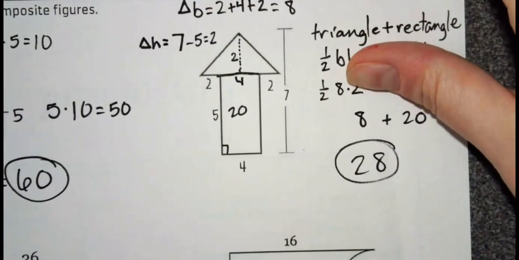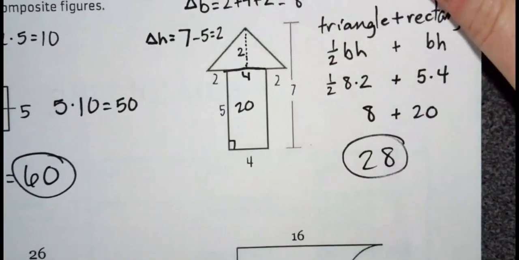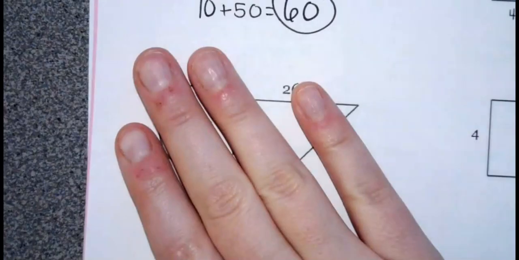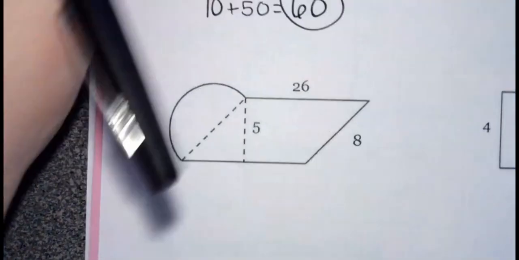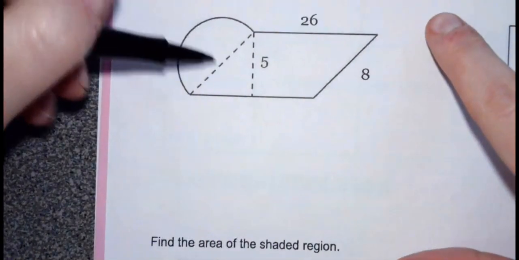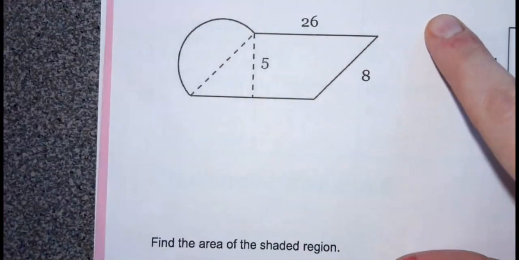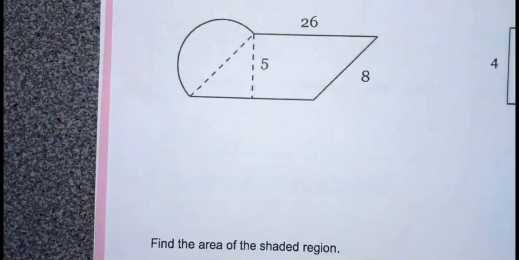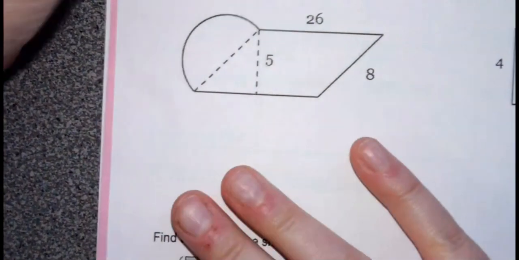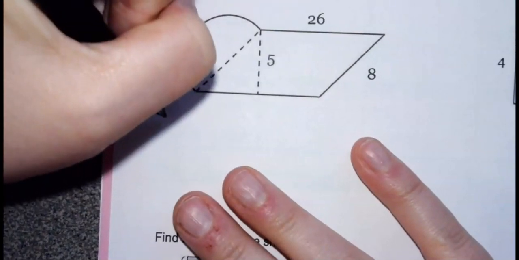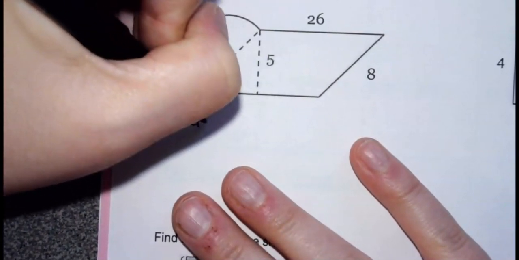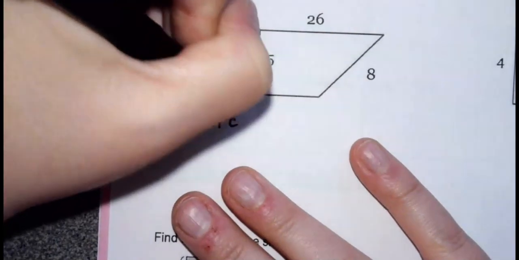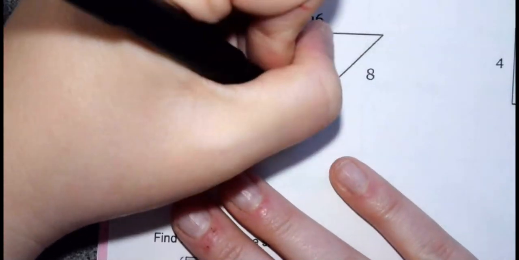All right, let us move on to the next one. For this one, here's how I would suggest to solve this. If you look at this, do y'all see a semicircle and triangle and then trapezoid? That is a shape, but I don't think that's the easiest way to solve this. What I think the easiest way to solve this is to see this as a semicircle, or half a circle, plus a parallelogram.